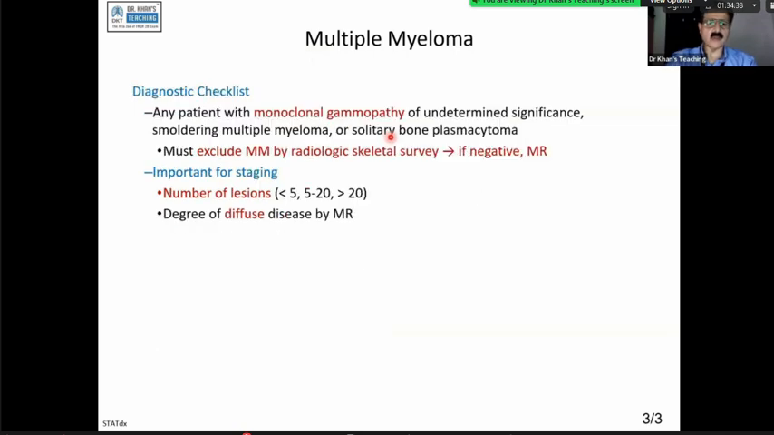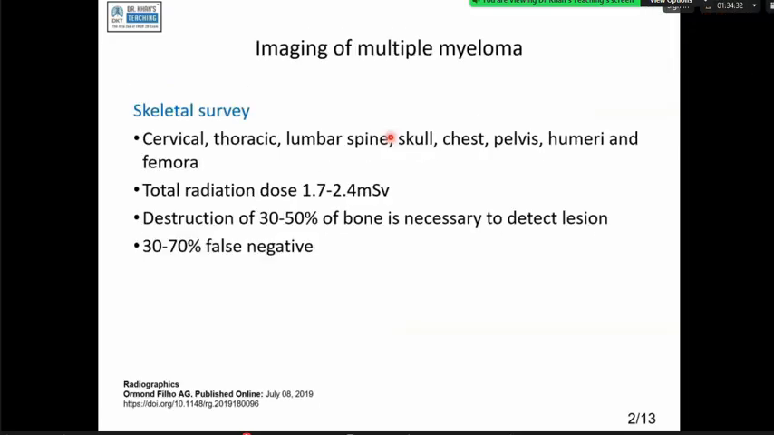Now, as far as imaging modalities are concerned, skeletal survey. In many countries, still skeletal survey is being done. When I joined my department here in Basildon in 2006, we were also doing skeletal survey for quite a few years. And the skeletal survey is cervical, thoracic, lumbar spine, skull, chest, pelvis, humeri, and femora. Total radiation dose is 1.7 to 2.4%. Please remember this thing. This is a big thing.